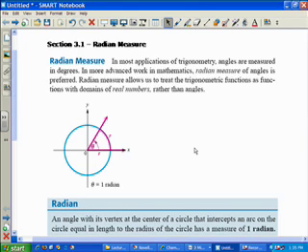Take a look at the opening paragraph. It says, in most applications of trigonometry, angles are measured in degrees. However, when you go beyond this course, pre-calculus, definitely calculus courses, you get away from describing angles in terms of degrees. There's another measure that we use out there for angle measure called radian measure. Radian measure allows us to treat trig functions as functions with domains of real numbers.